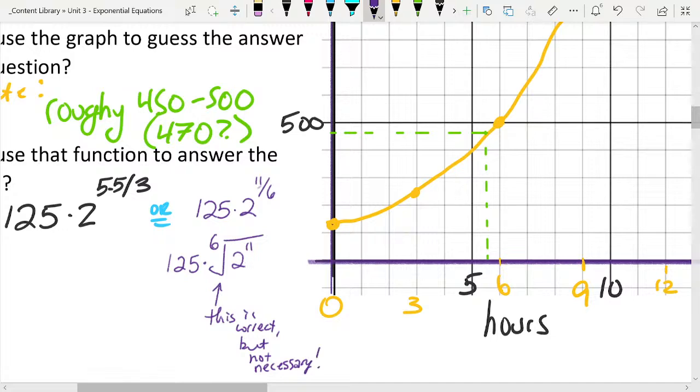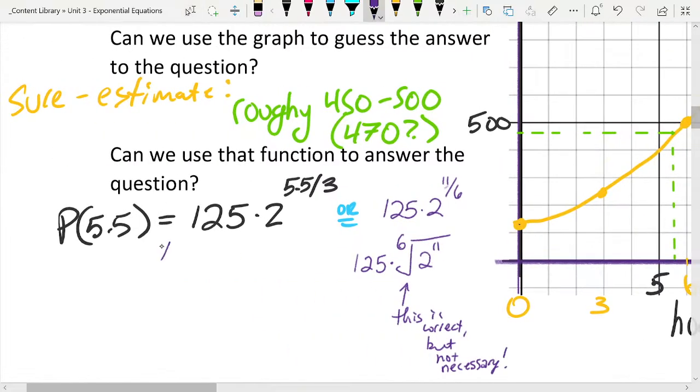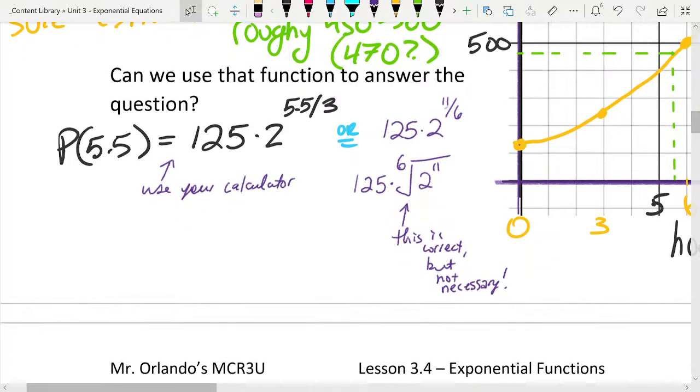That makes beautiful sense. That makes no sense. Oh, sure it does. Our estimate's a little off. What it means is that I didn't draw my curve super accurately, which is fine. That's the whole point: it's hard to draw an exponential curve accurately. So just use your calculator. Because just past 5 hours, not even at 5.5 hours, we already reached that 500 mark.